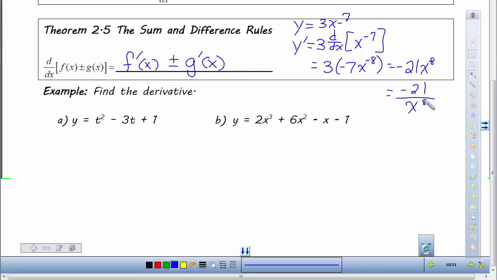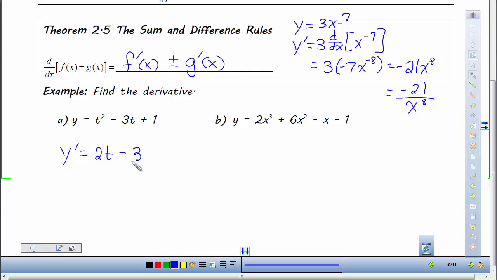All right. So the sum and difference rules: find the derivative. Notice here I've got sums and differences, but that's okay. I'm just going to take the derivative of each part. So we have y equals t squared minus 3t plus 1. So y prime equals what? 2t and then minus 3.